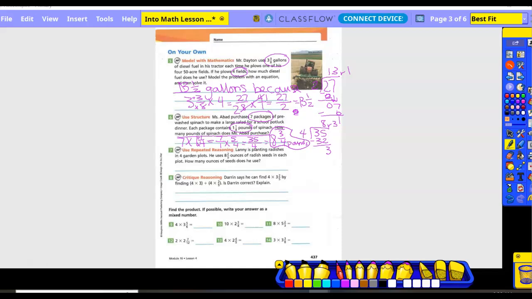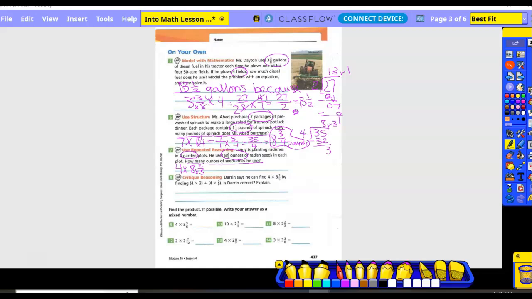Number 7, Lanny is planting radishes in 4 garden plots. He uses 8 2/5 ounces of radish seeds in each plot. How many ounces of seeds does he use? So 4 garden plots, 8 2/5 ounces. So what is my equation? 4 times 8 and 2/5.